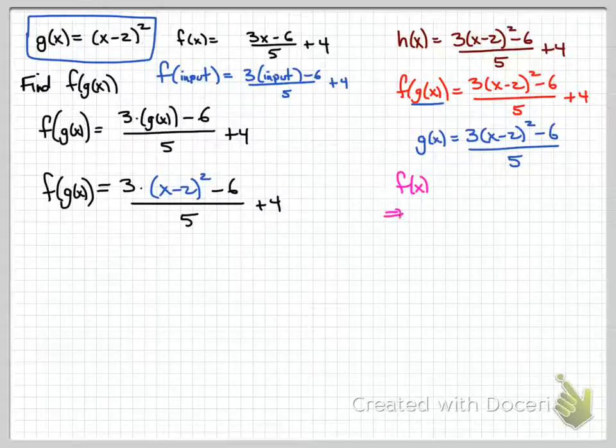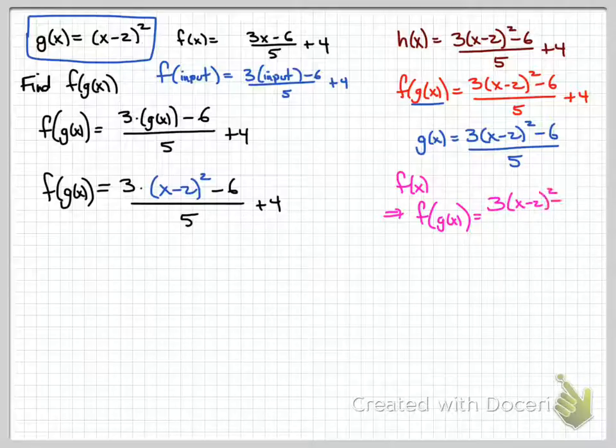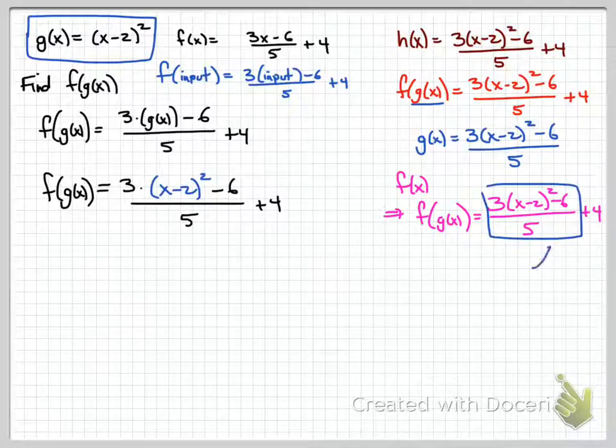now we need to find a different function, f of x, such that if we were to insert g of x as our input, this whole thing, well, what do we have to do to this whole expression to get this whole expression? We need to have all of this, 3 times x minus 2 quantity squared minus 6 all over 5. And then all we need is a plus 4. So it appears that all we need f to do is to take its input and add 4 to it.